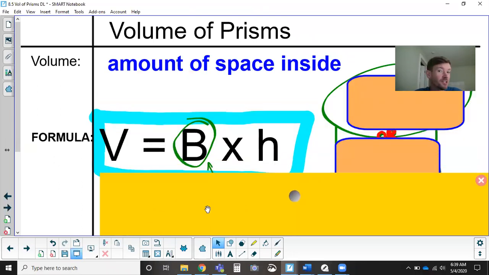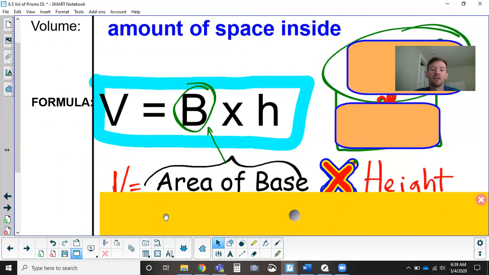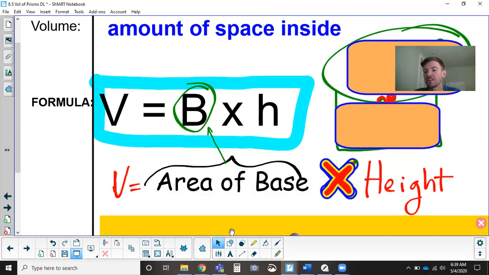Big B standing for area of the base times the height. Go ahead and write that down for me, please. All right, that's the volume.